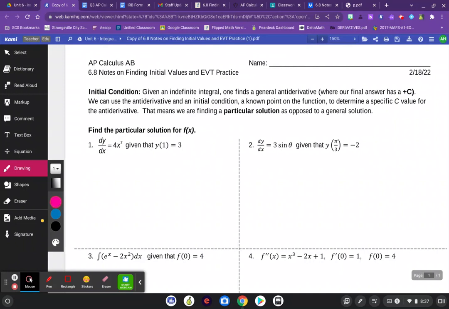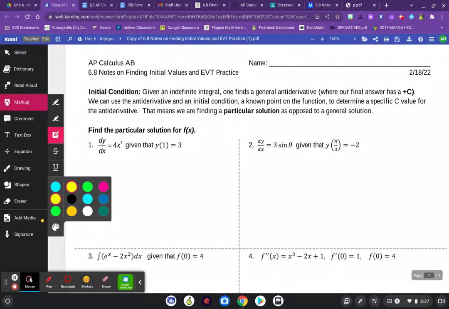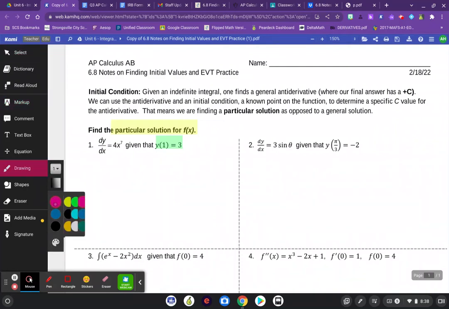So review of finding antiderivatives, one extra step today of finding the plus c. So I'm going to do one of these with you. Your job will then be to finish this page. All right. So it says to find a particular solution, and finding a particular solution means that I'm going to use this point, this initial value or initial condition, a point on the f function, in order to fill out what that c is.